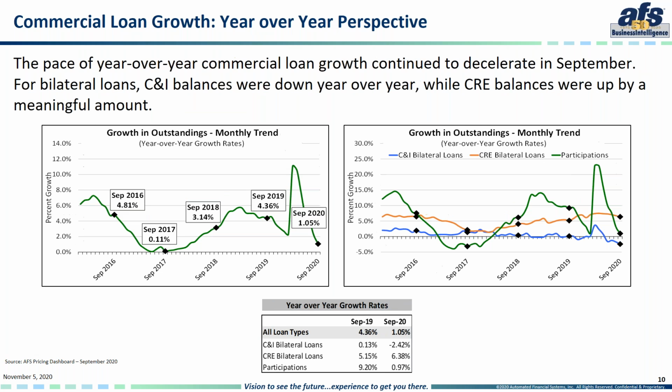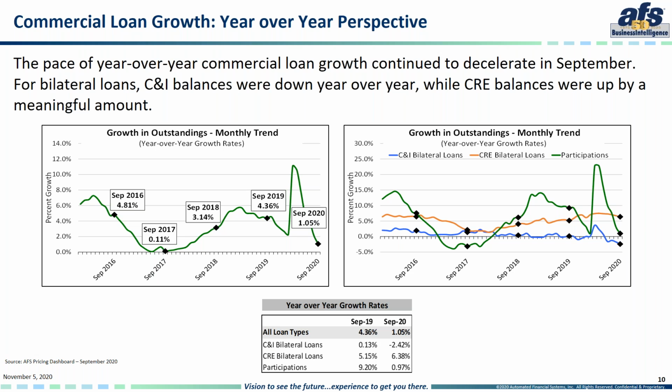Next, on slide 10, we change our focus and look at year-over-year loan growth. Although balances fell dramatically during the third quarter, total balances are still higher than last September, up roughly 1%. The chart on the right shows that higher CRE bilateral loan balances, up 6% year over year, were in part responsible for this 1% increase. Participations were also higher, up about 1%, while C&I bilateral loans were down 2.42%. We saw lower C&I bilateral balances in the wholesale trade and retail trade sectors, contributing to this year-over-year contraction.